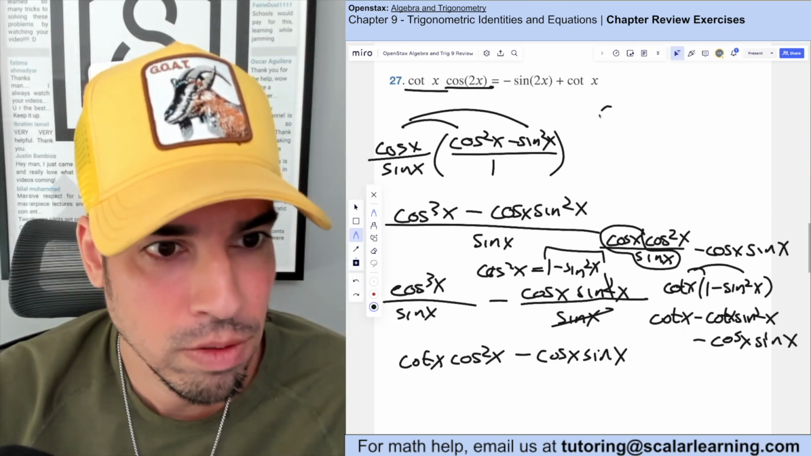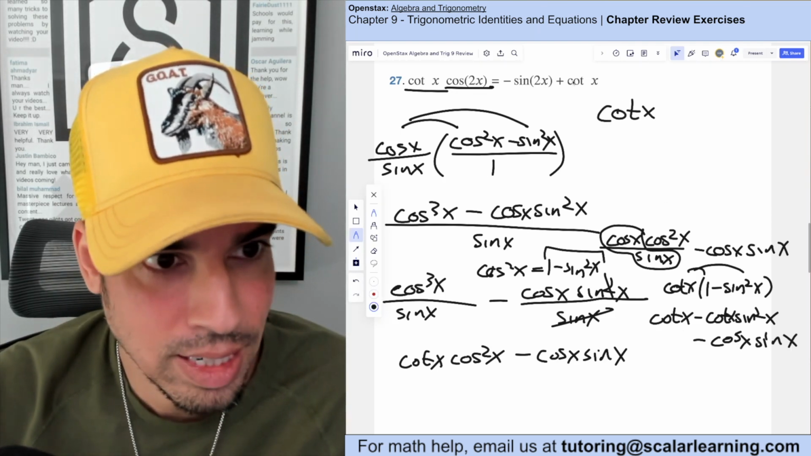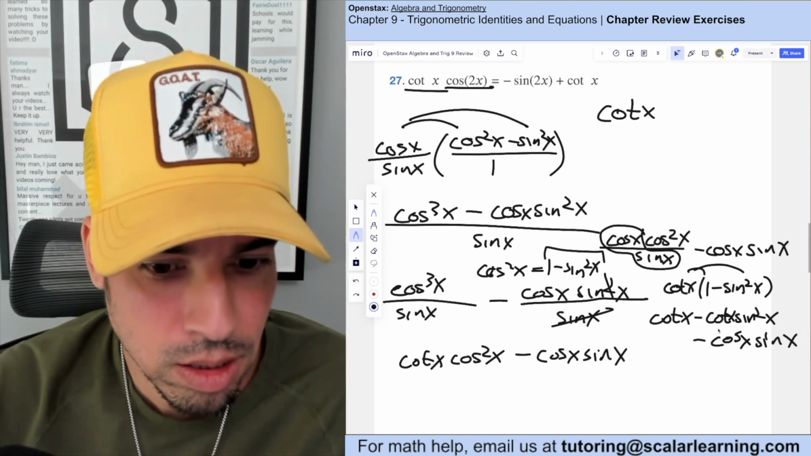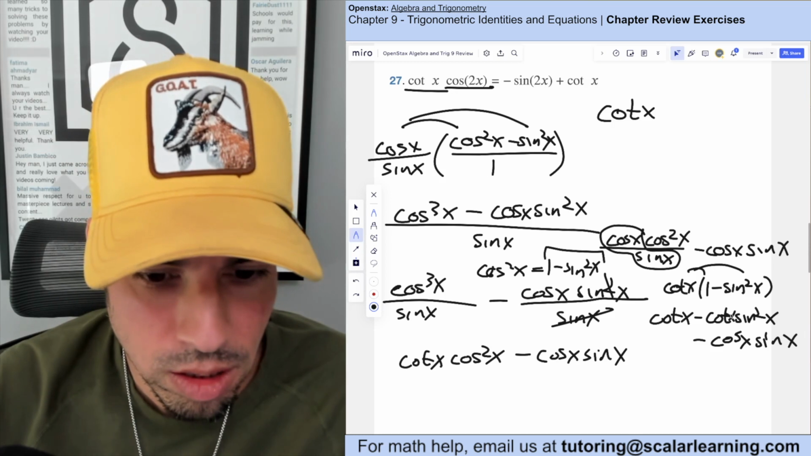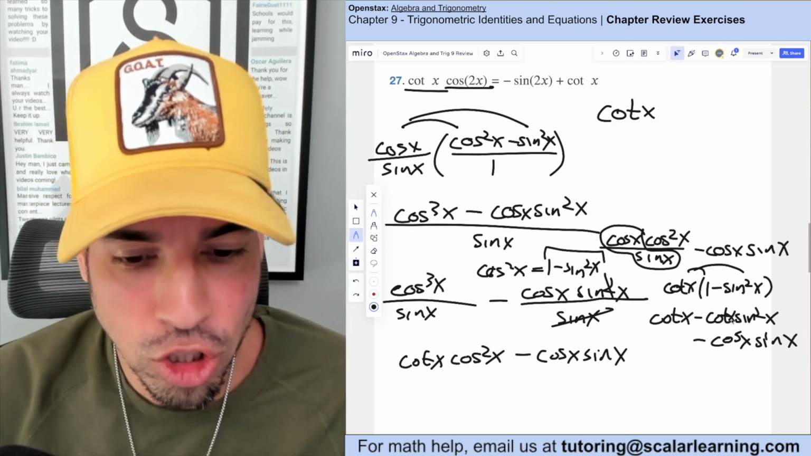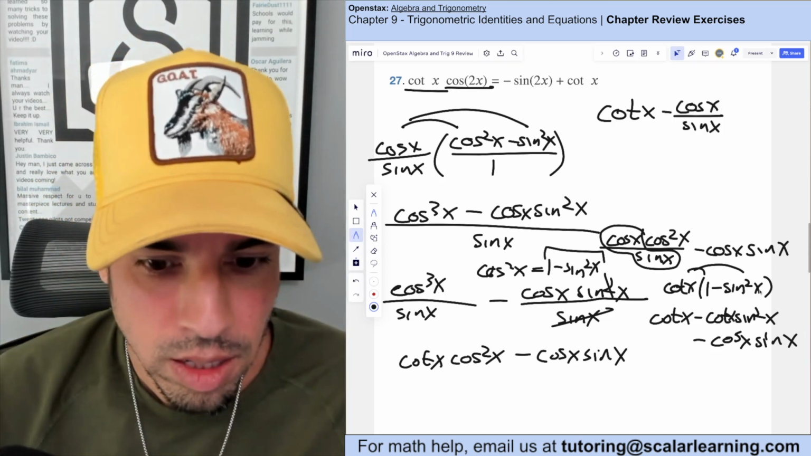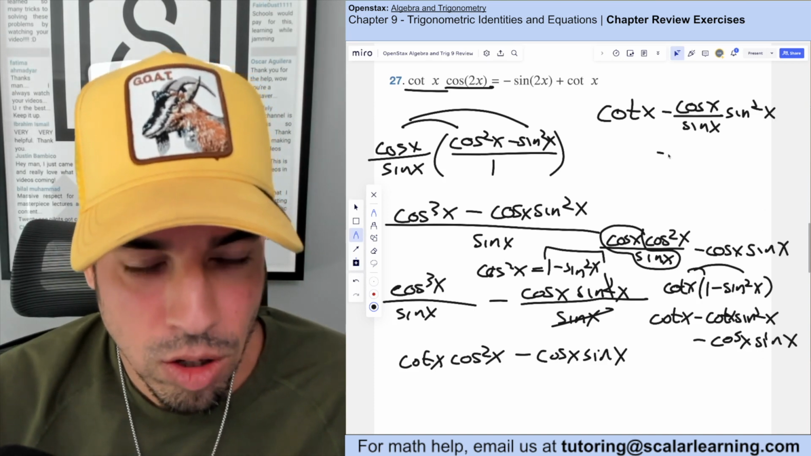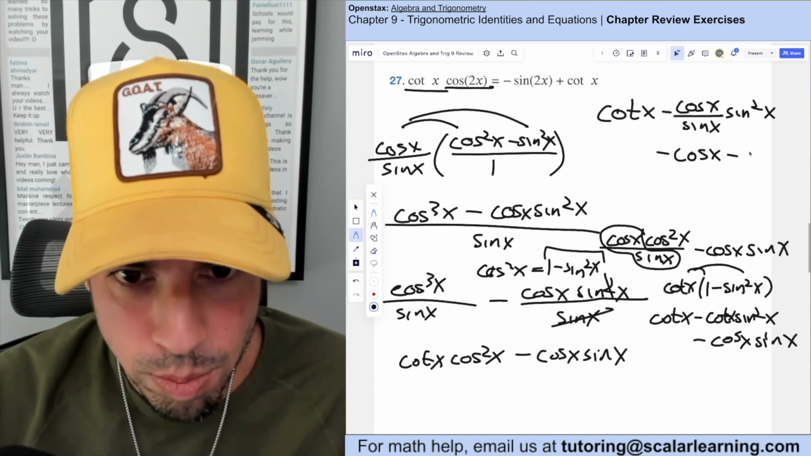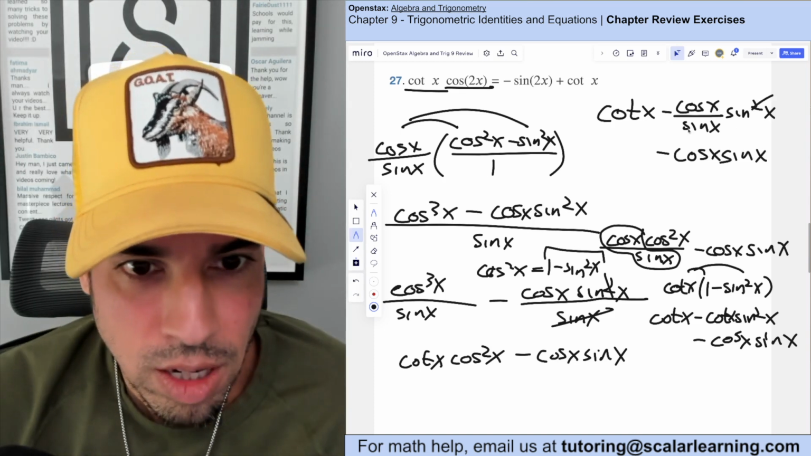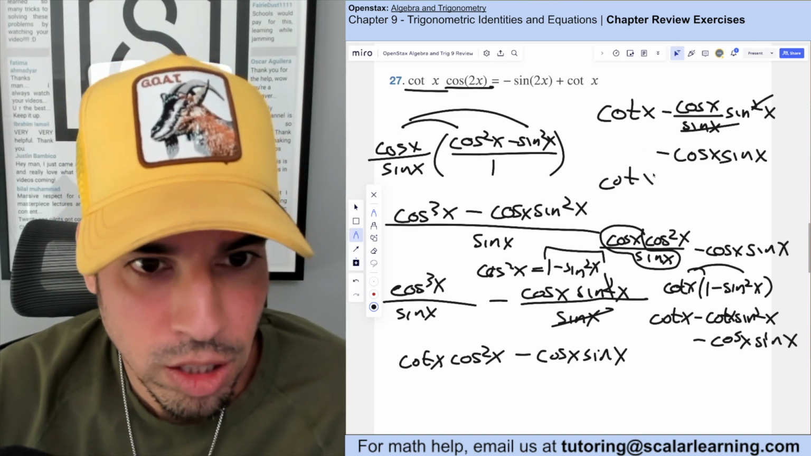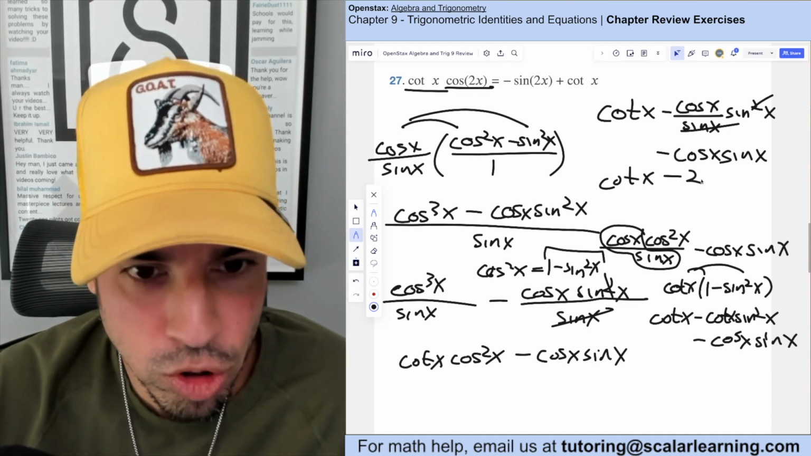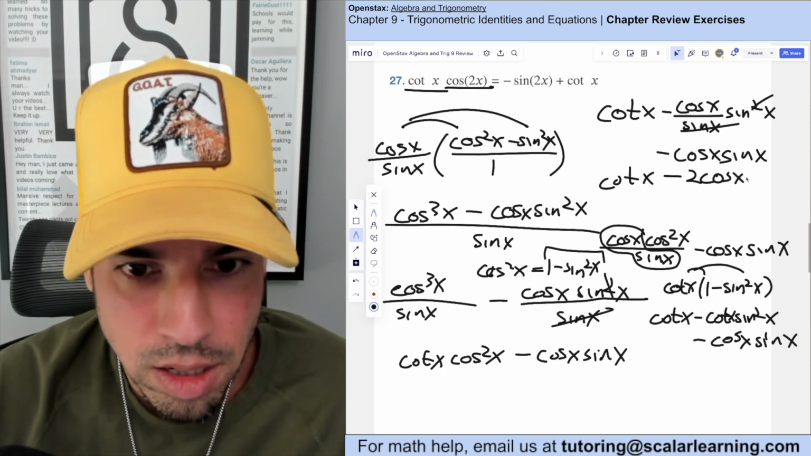Now this cotangent of x is golden because I need that here, right? And this one I don't want, because really we're only having one instance of cotangent of x. So that's an indication that I should turn it back into cosine over sine. And then it's still times a sine squared x, right? And then we've got that minus cosine of x sine of x. So that's pretty cool. Now this cancels out with this, and then we have cotangent of x minus cosine of x sine of x, cosine of x sine of x, which becomes 2 cosine of x sine of x.